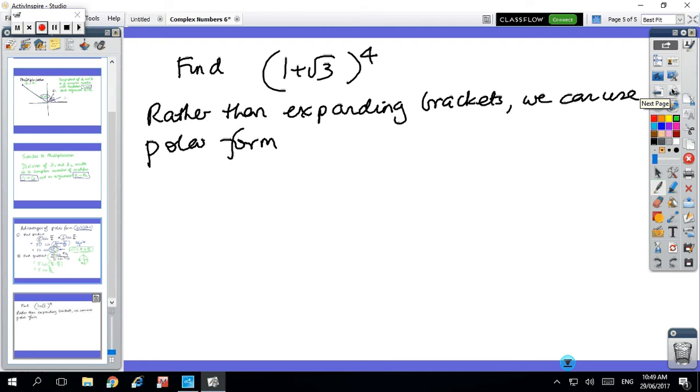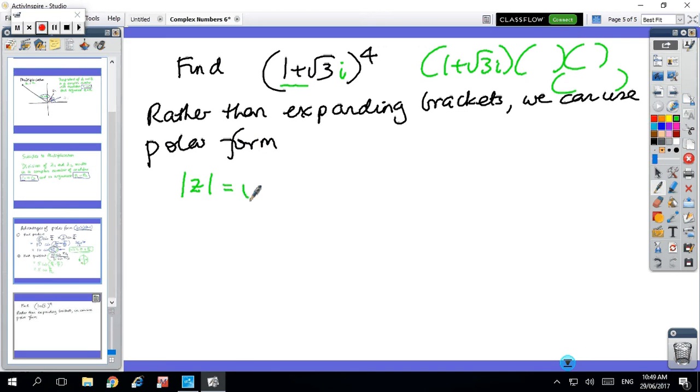The last one I want to show you is a really good application of multiplying. Okay, so I'm just flicking through my notes. We could do it by multiplying it out four times, or we could use Pascal's triangle, whatever. But let's just use the mod arg form. The modulus will be the square root of 1 squared plus root 3 squared, which is the square root of 1 plus 3, which is the square root of 4. So we've got the modulus being 2.